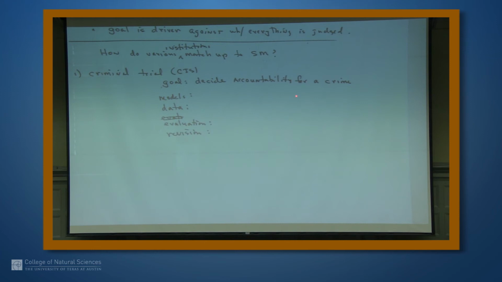So think about that for a minute. Try and write it down. Struggle with it to say, okay, what are the models here that we're using in the trial, etc. So you've got a few minutes to think about that and chat about it.